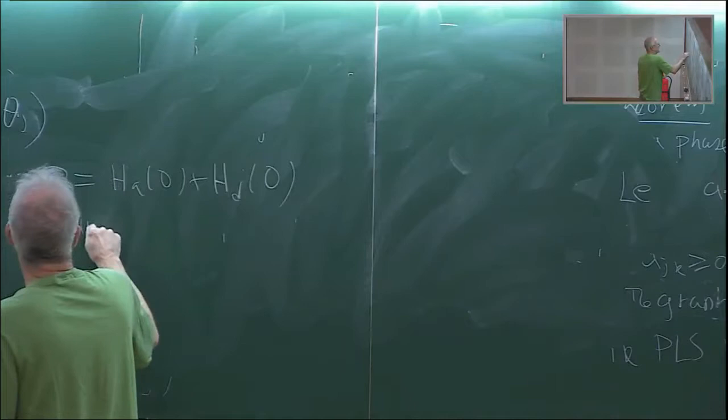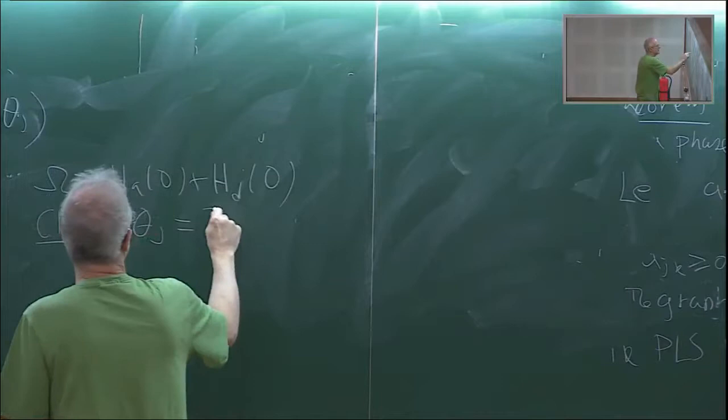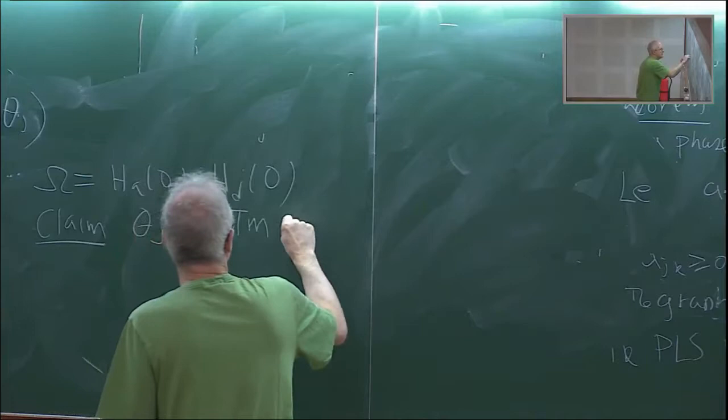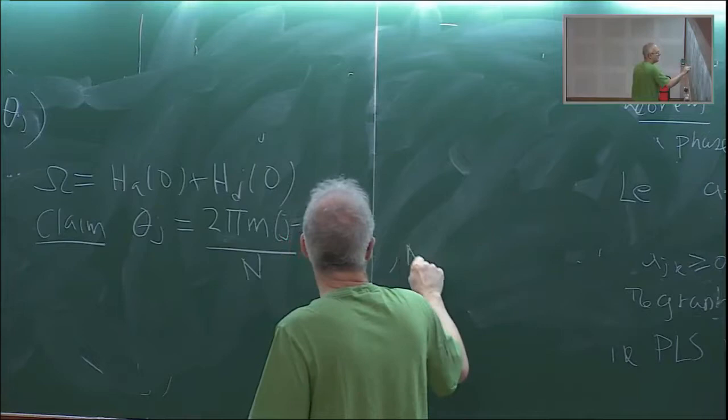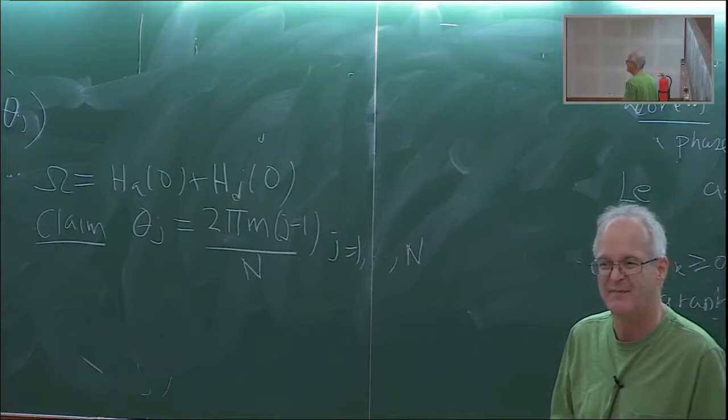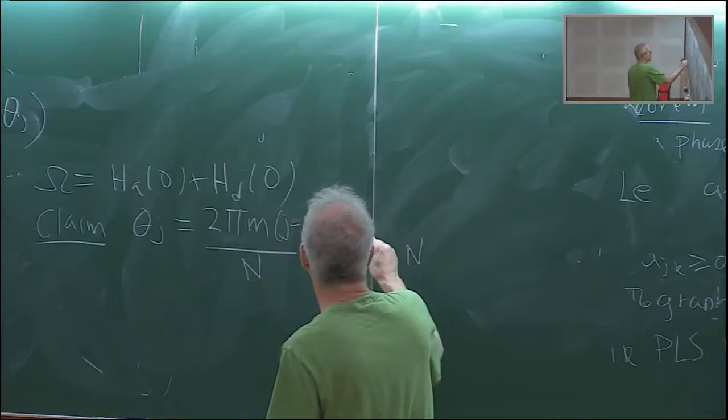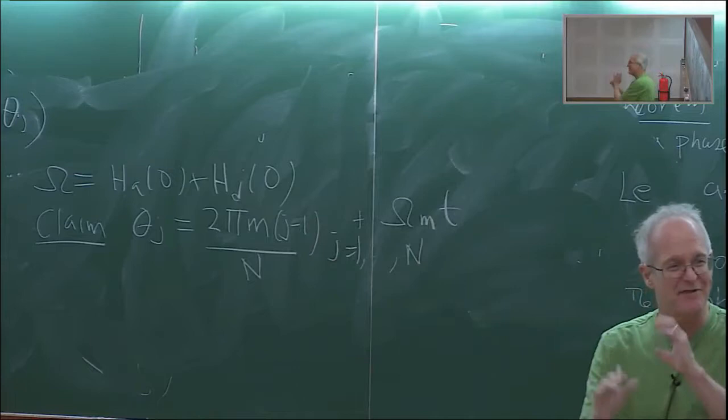Claim theta sub j equals 2 pi m (j minus 1) over n, plus omega m t. I forgot that part. I claim that that's a solution. Okay. I claim that that's a phase lock solution.